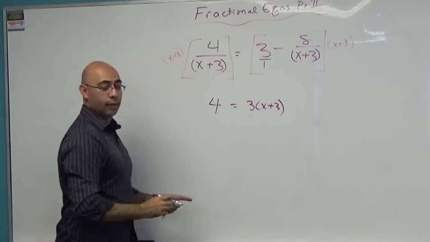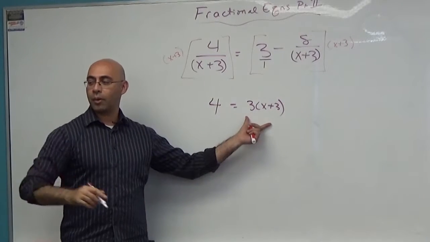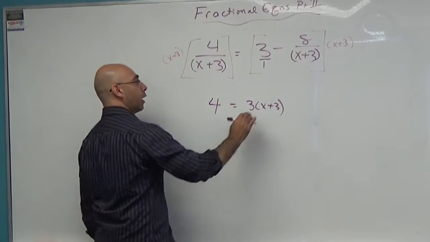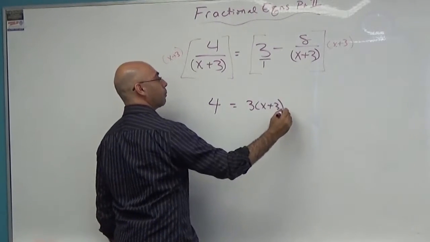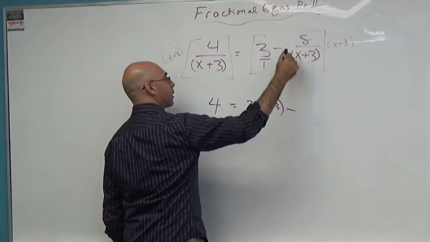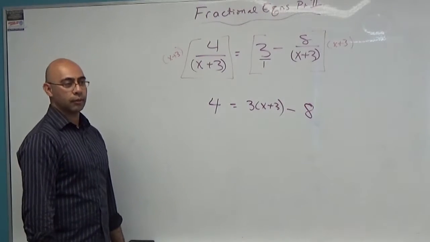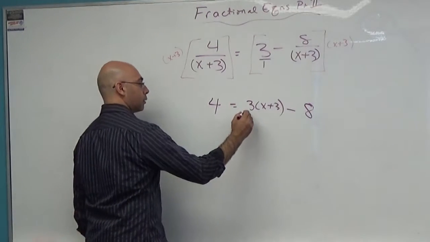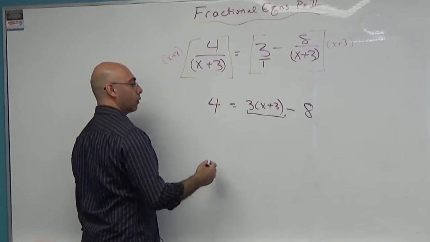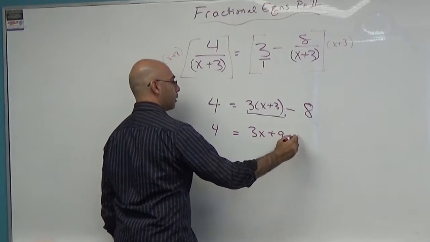I was asked earlier, like, why don't I actually do the work? Because you would have probably made a mistake with that part of the problem. So I'm just going to write it down as 3 times x plus 3 minus. What's x plus 3 divided by x plus 3? 1. What's 1 times 8? 8. There you go. Boy, that seems a lot easier, doesn't it? Next step, let's use our distributive property there. Again, something you learned back in 3rd or 4th grade. 4 equals 3x plus 9 minus 8.